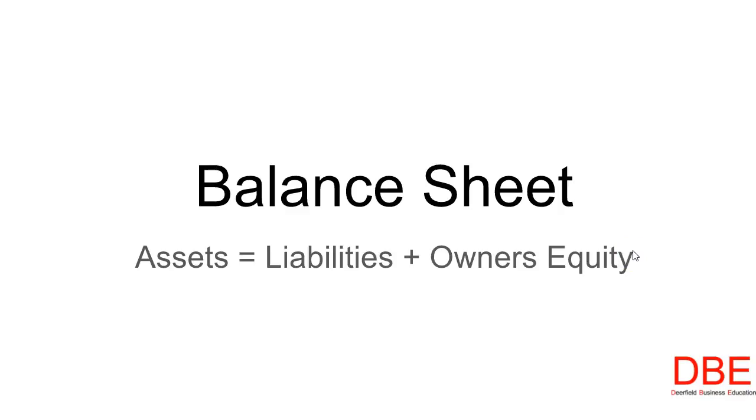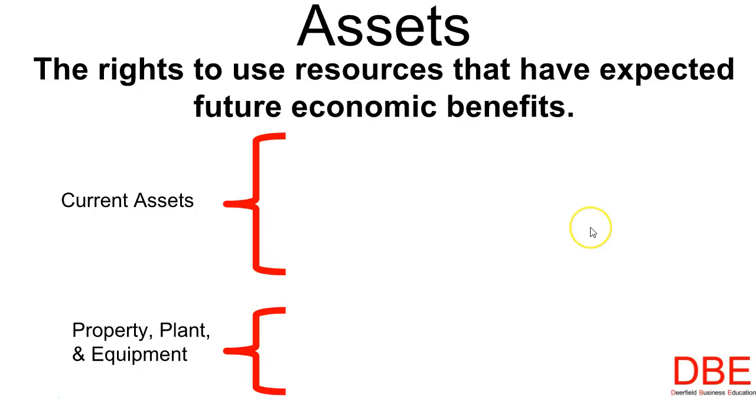All right, so those are revenue and expense accounts. Those are found on the income statement. And now we're going to look at the balance sheet classifications. The first one we're going to look at are assets. Assets are the right to use resources that have expected future economic benefits. So basically, assets are going to help us generate revenues in the future. There's some type of economic benefit we'll receive from these assets.